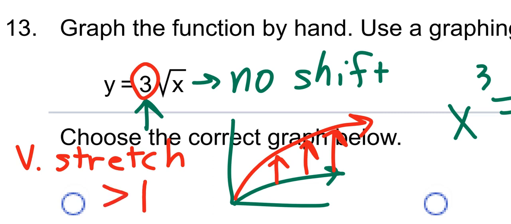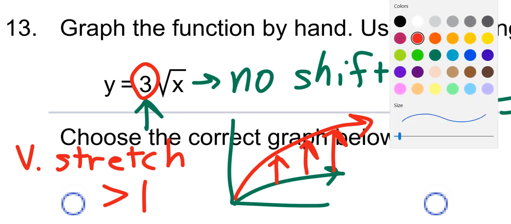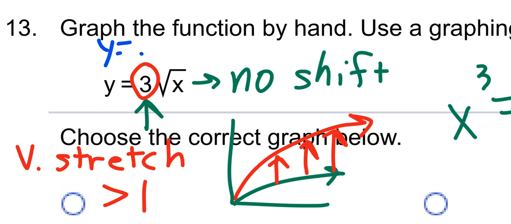So that is a vertical stretch, and it's all because that number is greater than 1. So tell me what you think would happen if that number was less than 1. Suppose it was 0.5. What do you think will happen? It's going to be a shrink, isn't it? A vertical shrink. So if it was something like y equals 0.5 times the square root of x, that would be a graph that would be like this. It would be shrinking. It would be pushing it down towards the x-axis.